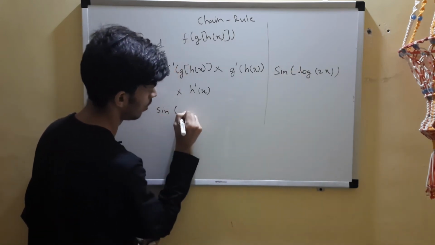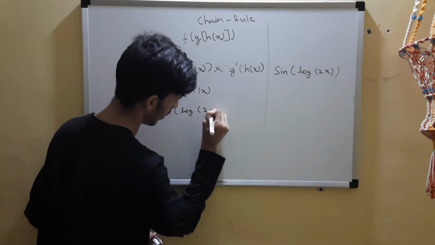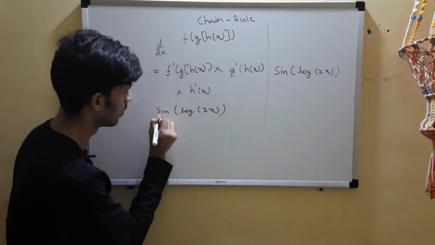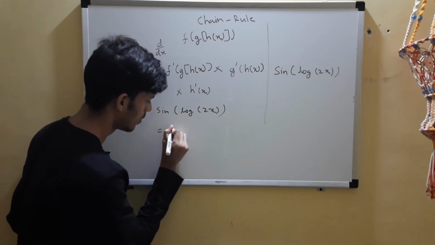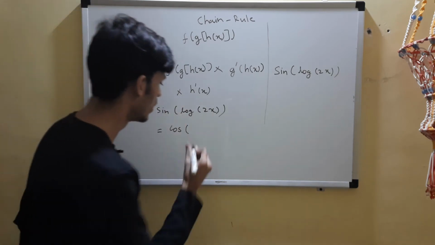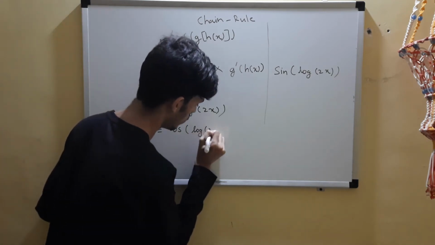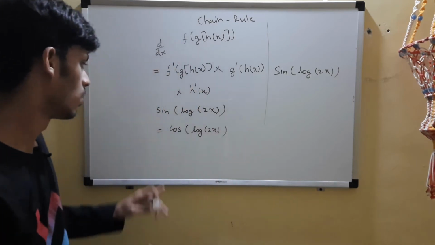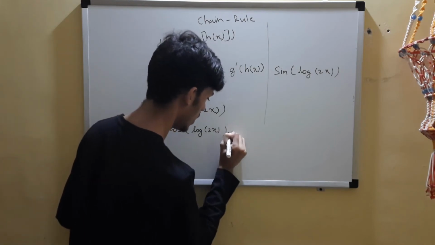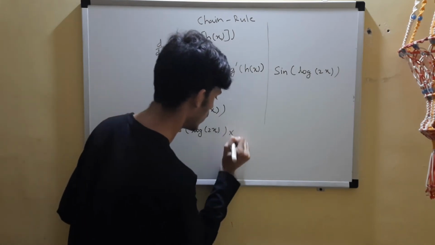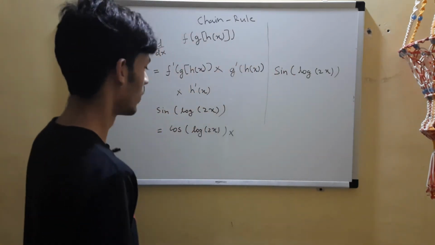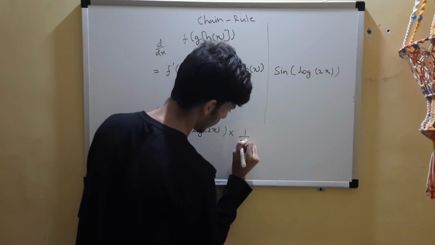Sine log 2x. Differentiate the first, what is f over here? Sine. What is the differentiation of sine? Cos. Keep the other things the same, log 2x. Now go for the differentiation of the bracket, go inside. So differentiate that. What is the differentiation of log of 2x? Nice question. So it is 1 upon 2x.